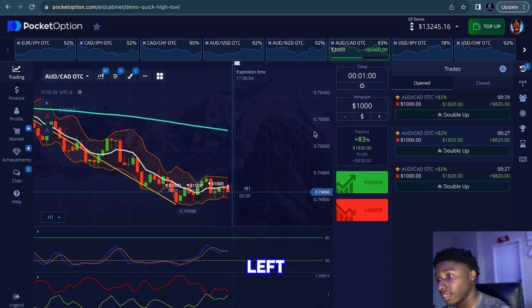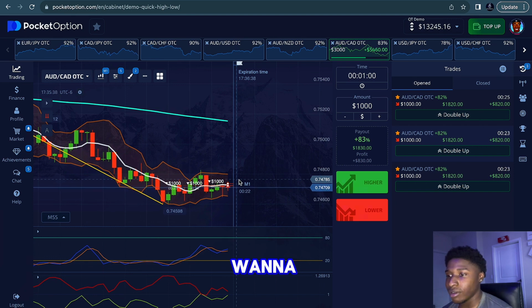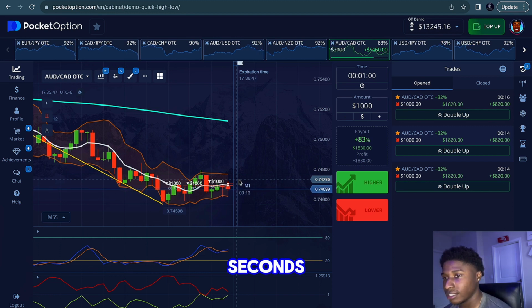We got 30 seconds left, and while this trade is carrying out, as you can see, it's coming down, but you just never want to get too cocky while you're trading. Don't get your hopes up, because it could easily, boom, shoot right back up, guys. So we're just gonna see. We got 15 seconds left.